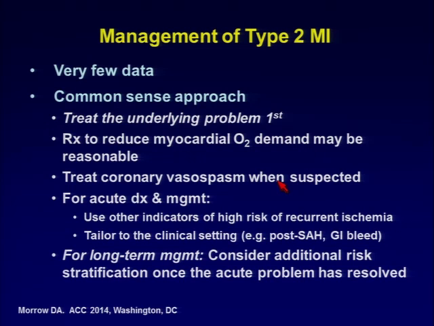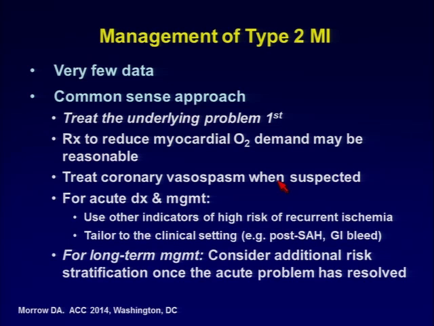And so then lastly, the management of type 2 myocardial infarction. We just have very few data. And so because of that, we have to do the best that we can and use common sense. And my approach is that I always treat the underlying problem first. If it's tachycardia driven and the tachycardia is inappropriate, then I'll manage that. If the reason they're tachycardic is because they're septic, I will treat their sepsis primarily. It may be reasonable to use pharmacotherapy to reduce myocardial oxygen demand, but you have to make a judgment of the circumstances. Certainly we would treat coronary vasospasm when that is suspected.